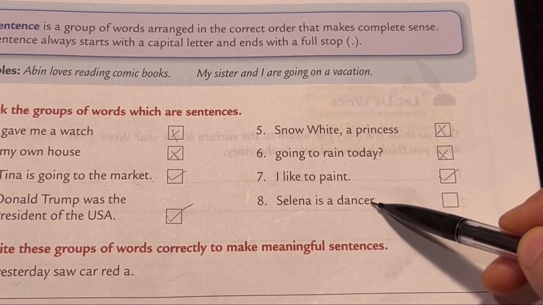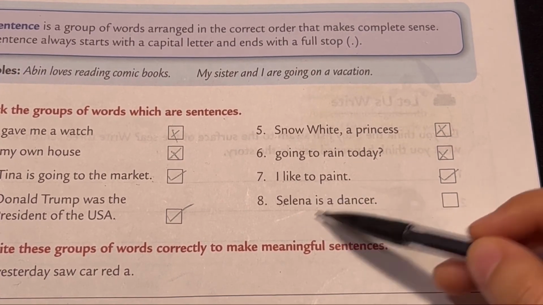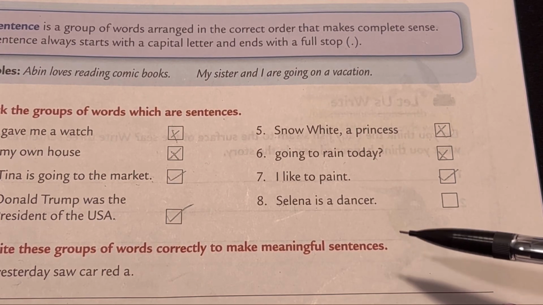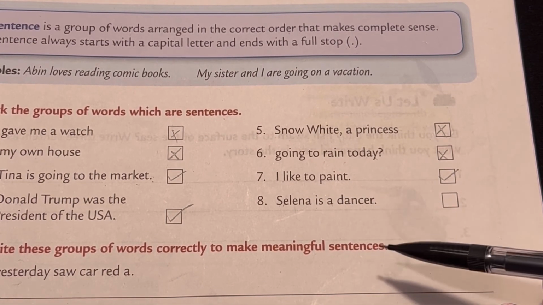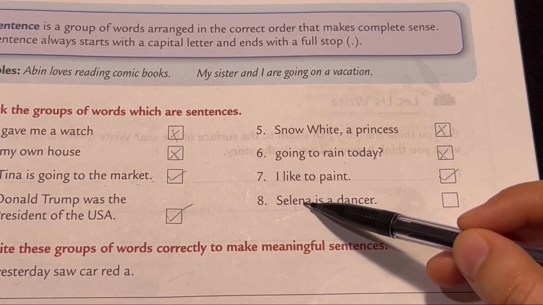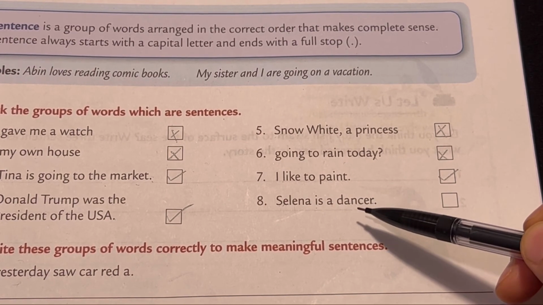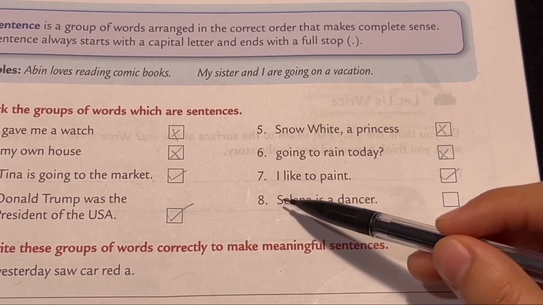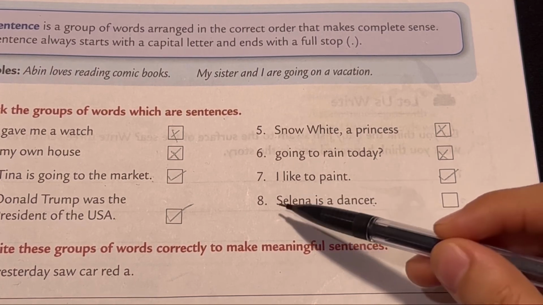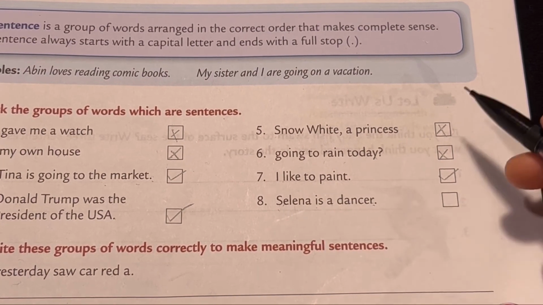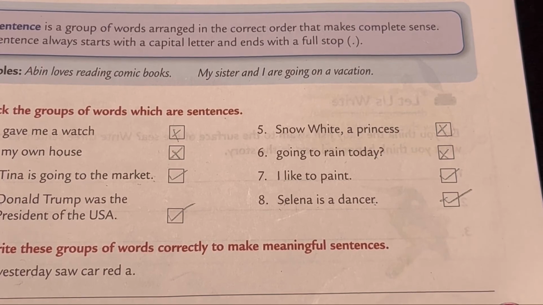Selena is a dancer. Through these group of words, what do we get to know? We get some meaning out of it. Selena is a dancer. We get to know about Selena. It is ending with a full stop, starting with a capital letter. So it will be a sentence. You will put a tick.